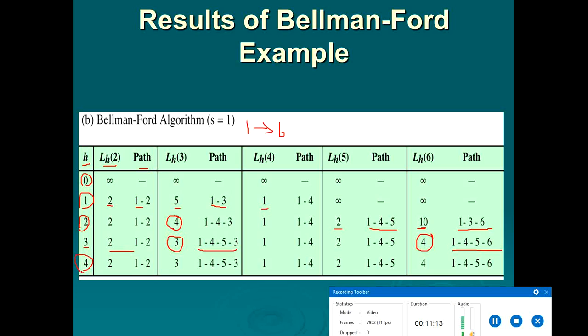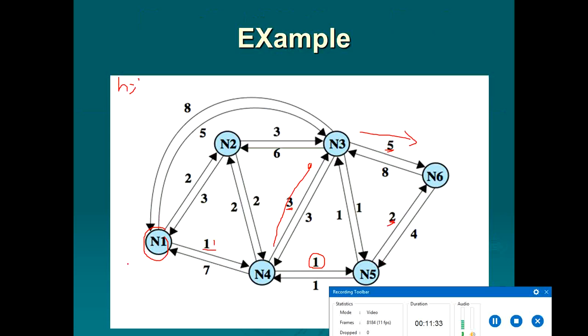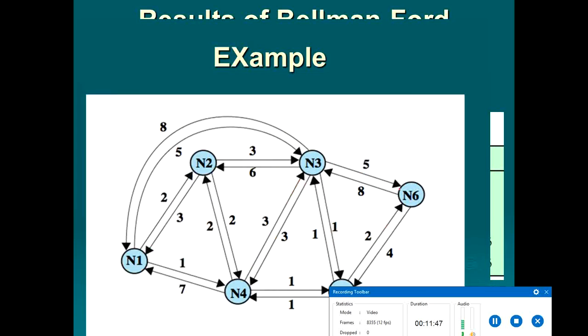Next again, we increase the hop count to check whether we can find further low cost to reach node 6 by increasing the number of hops. But we see that there is no such difference, because if you see over here, the cost of reaching, for example, from node 5 to node 3 is 1, and from node 3 to node 6 is 5. So there is no such difference.